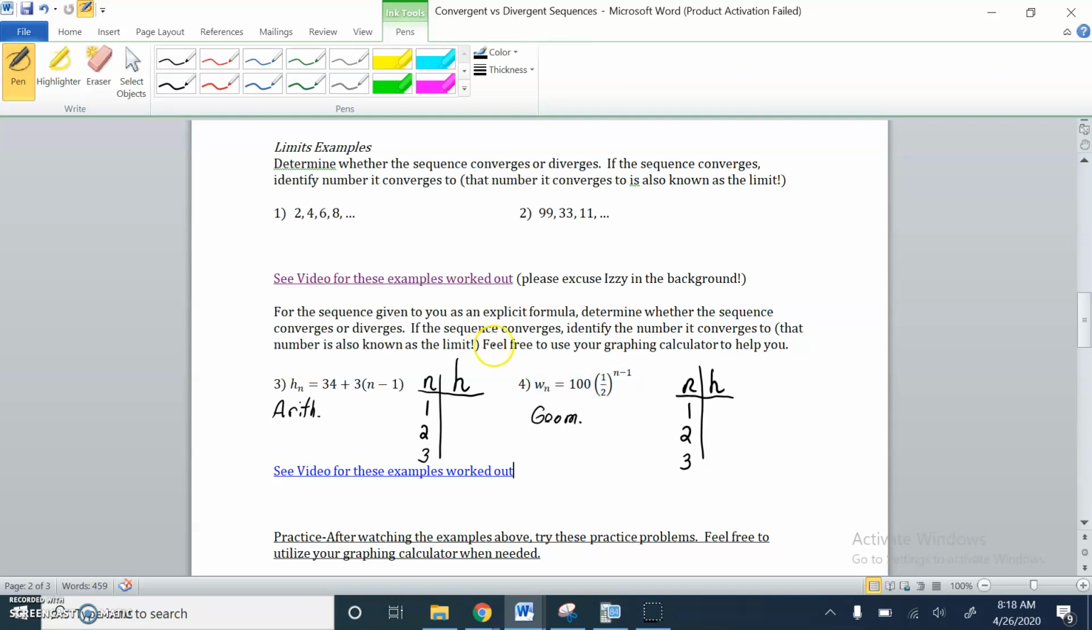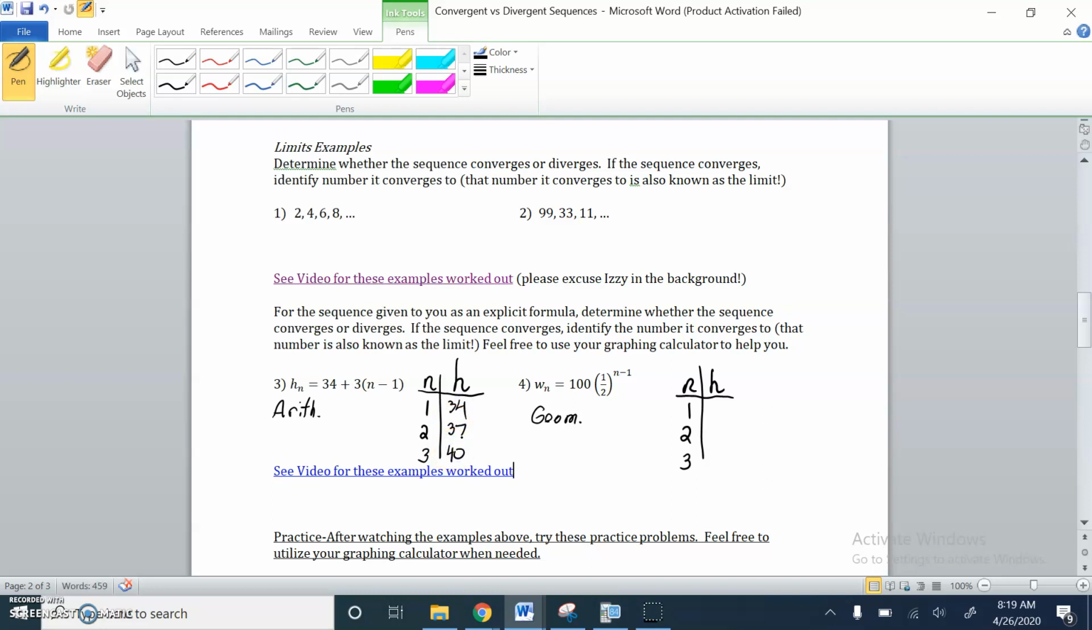And it says at the bottom, so we'll start with the easy part. Feel free to use your graphing calculator to help you. The question really is, we want to get a set of numbers like we did in 1 and 2. We want to see, are these numbers trending to a particular point or value, or are they just getting exponentially bigger or smaller? And so if we plug in n is 1, 2, and 3, we get 34, 37, and 40.